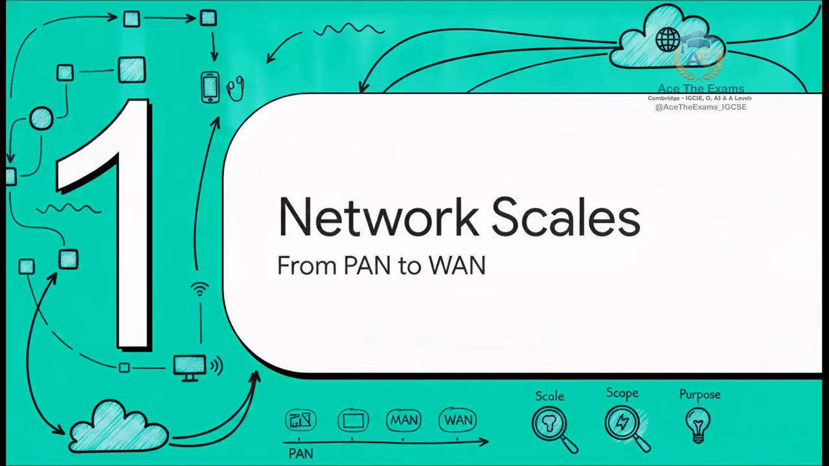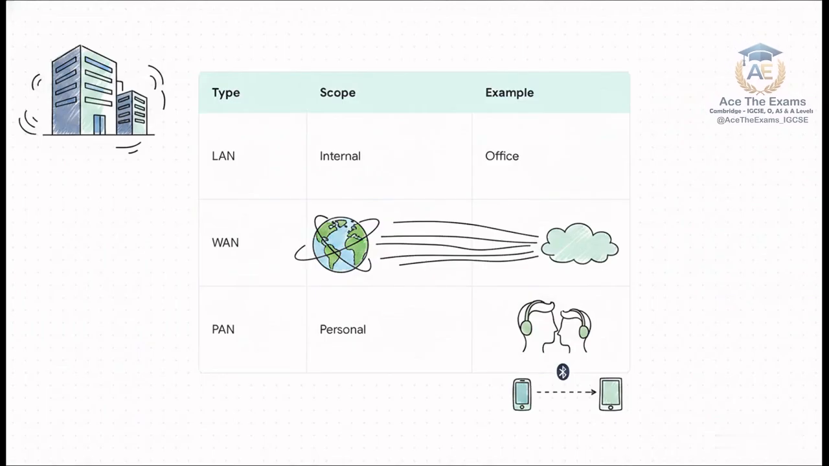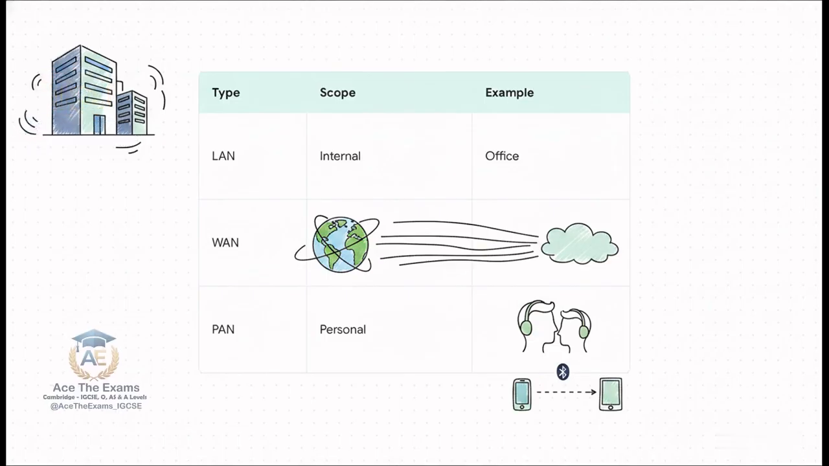Section 1. Classifying network scales, from PAN to WAN. Let's see how we classify these networks depending on their scale, scope, and purpose. Notice how the usage and trust levels differ dramatically based on scale. A LAN, a local area network, is designed for an organization's internal systems, right? In one specific physical location. Then you have a WAN, a wide area network spanning huge geographical areas.